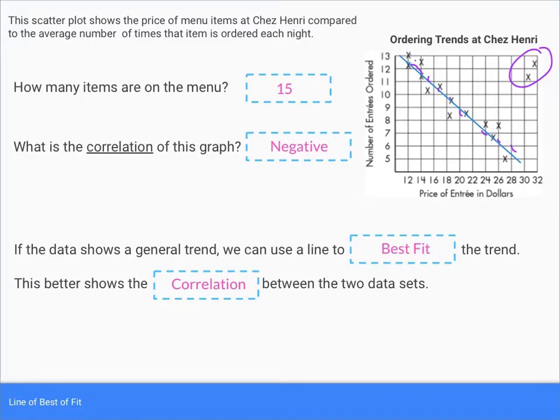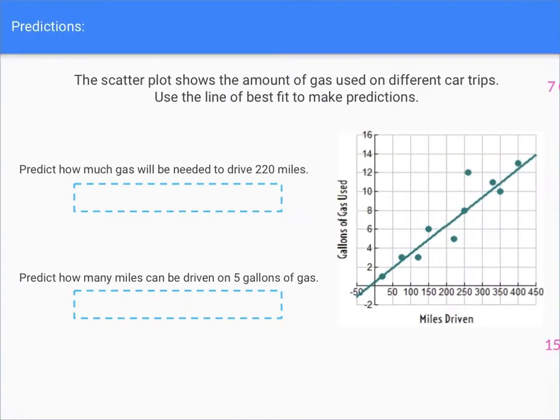We can use this to help us make predictions about the data. So now let's see a couple of those predictions in practice. In predictions, this says the scatter plot shows the amount of gas used on different car trips. Use the line of best fit to make predictions. The first question says, predict how much gas will be needed if they drive 220 miles. So if I go over here to my graph and I go over to 220 miles, I'm going to go up towards the line of best fit.